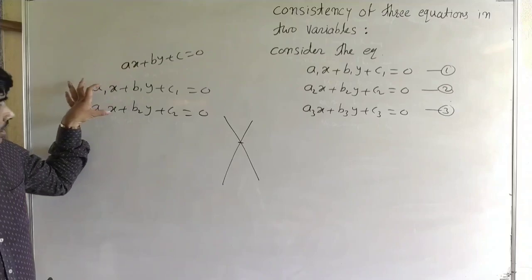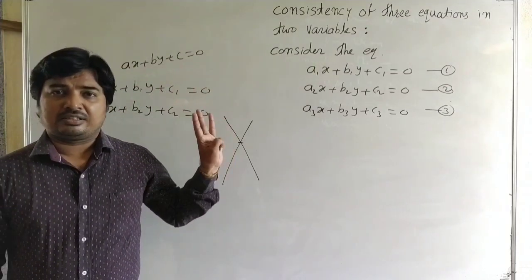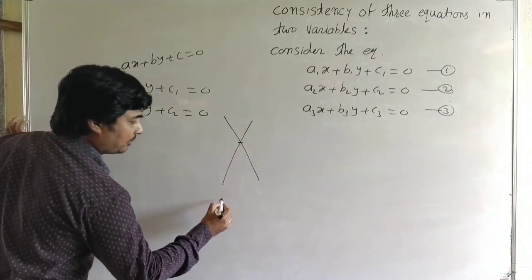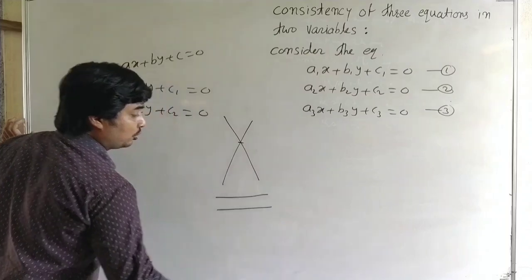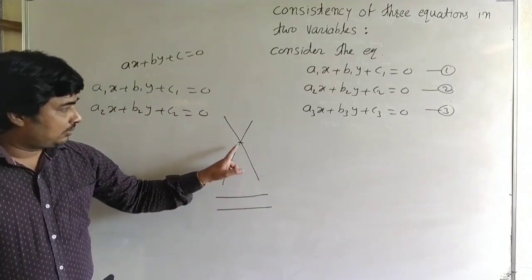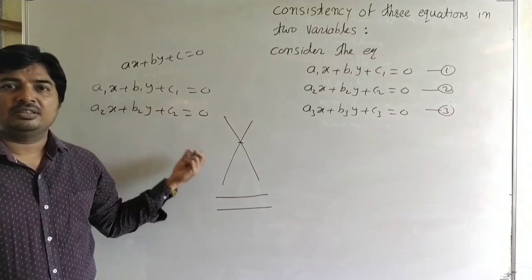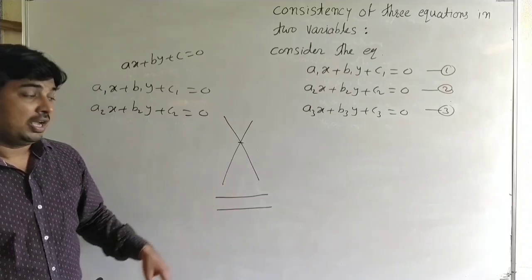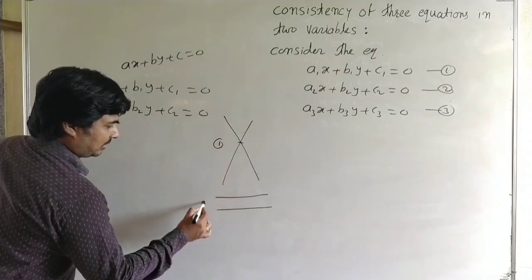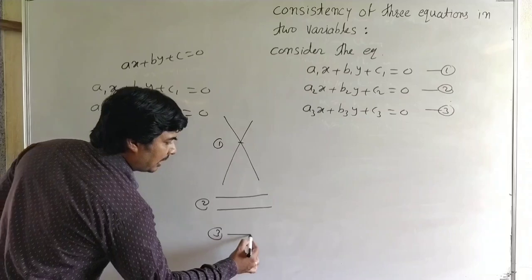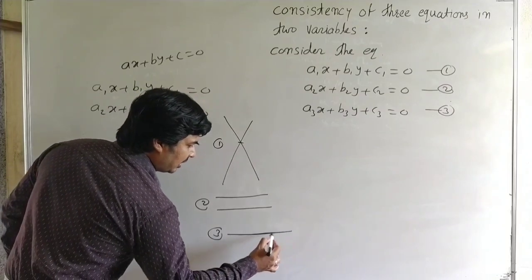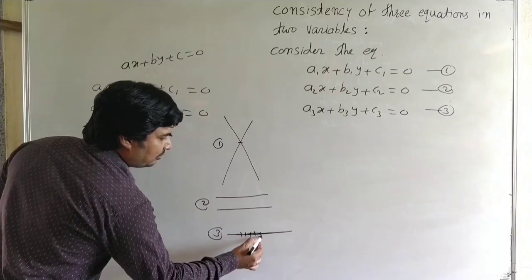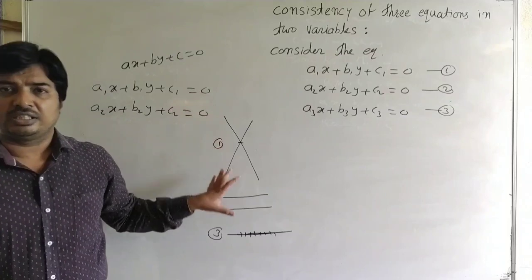For these two lines there are three cases. If the lines intersect, then there is a common solution. If the lines are parallel, then there is no solution. And the third condition, if the two lines are coincident, then they have infinitely many solutions. These are the three conditions.